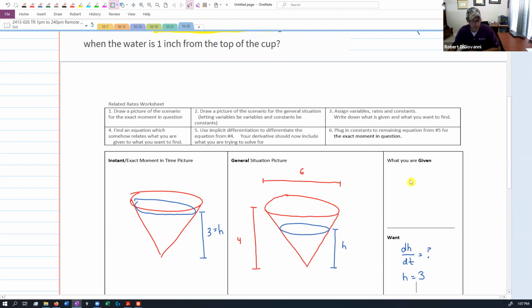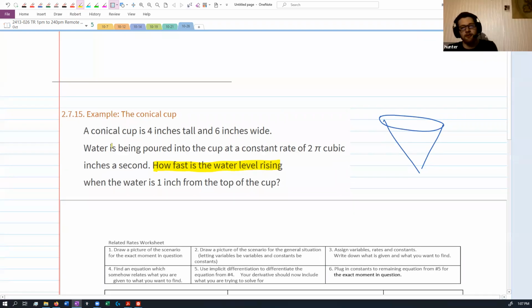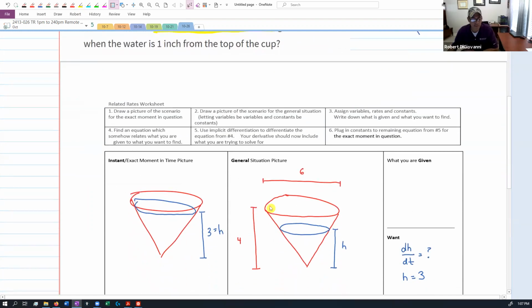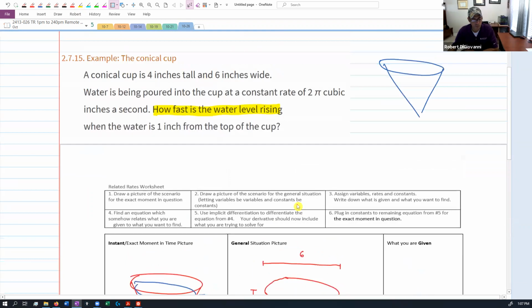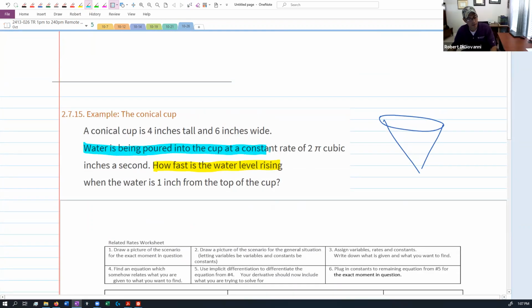Now, what about something I'm given? A conical cup. So that 6 inches wide, that's the diameter of the top, from one edge across to the other. Water is being poured into the cup at a constant rate, 2 pi cubic inches a second. So you should be thinking 2 pi cubic inches a second.